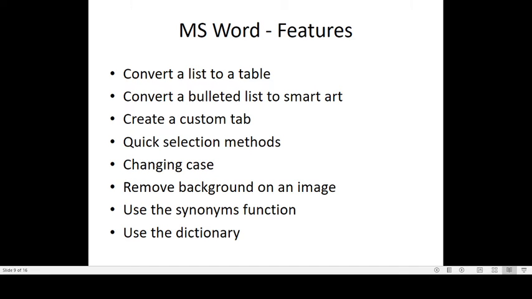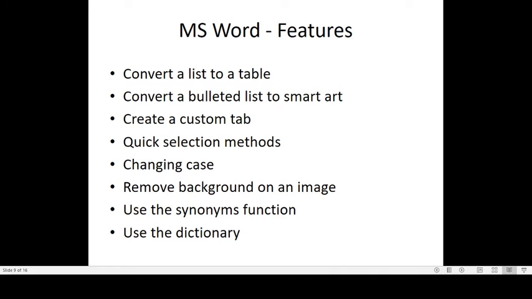Convert a list to a table. The various information in our document, it can be numerals, alphabetic characters or words. Any information we want, we can change it to a table by inserting various rows and columns. Convert a bulleted list to SmartArt. We have a SmartArt option. Any bulleted list information we have, to make it a better presentable document, we can use SmartArt.